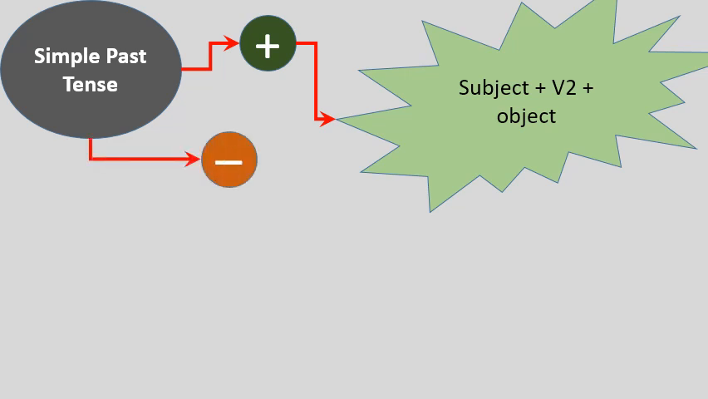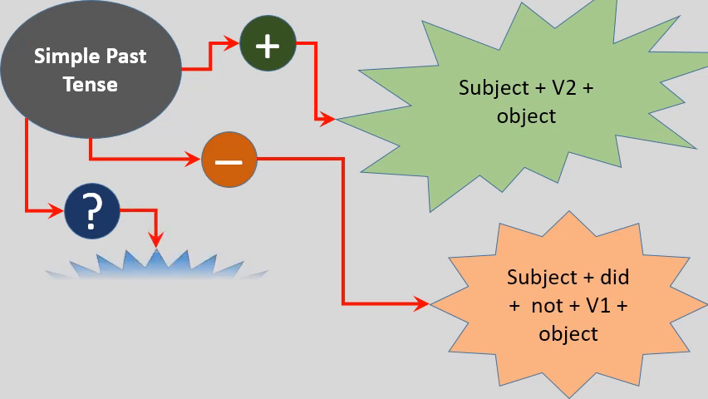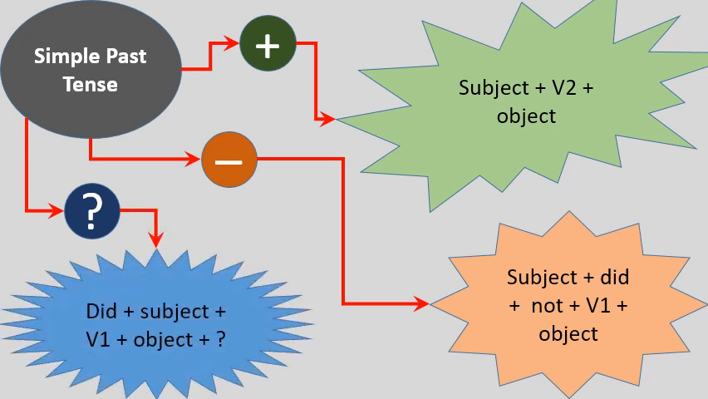In a negative sentence, the structure will be subject plus did plus not plus first form of the verb plus object. For example, she did not work yesterday. In an interrogative sentence, the structure will be did plus subject plus first form of the verb plus object. For example, did she work yesterday? Remember one thing, to make negative and interrogative sentences, we use did in the past tense.